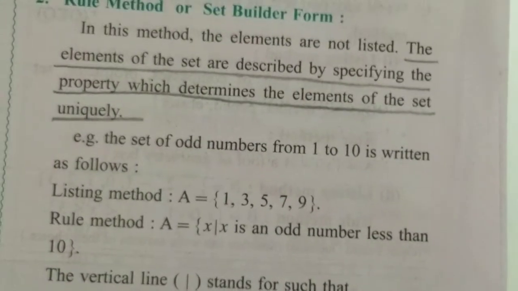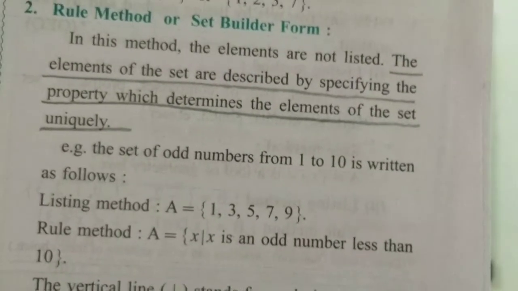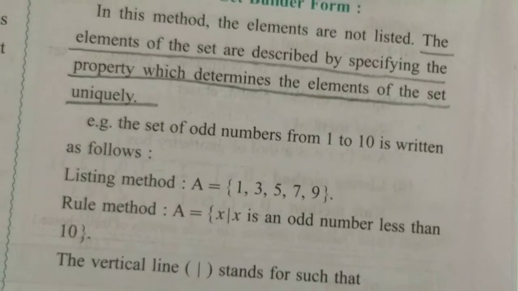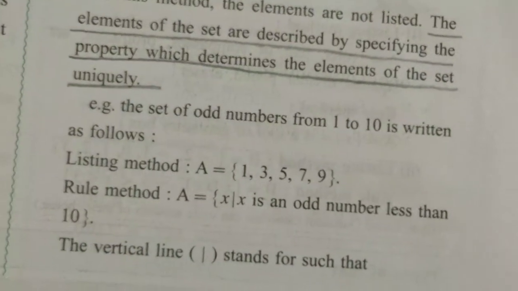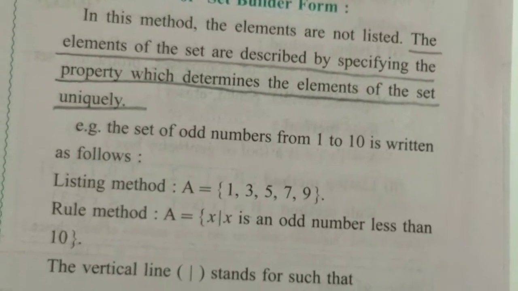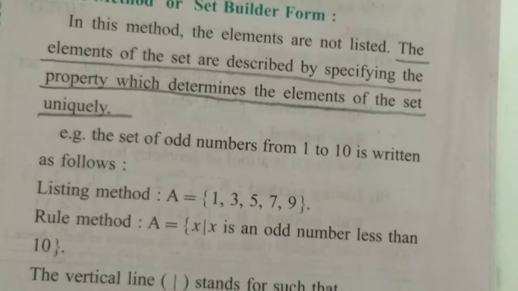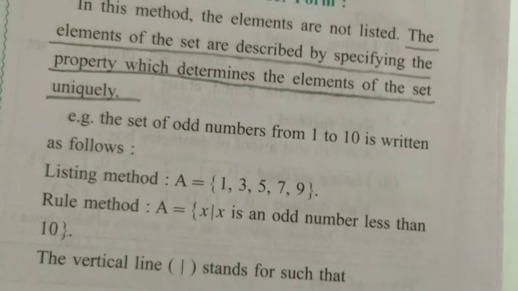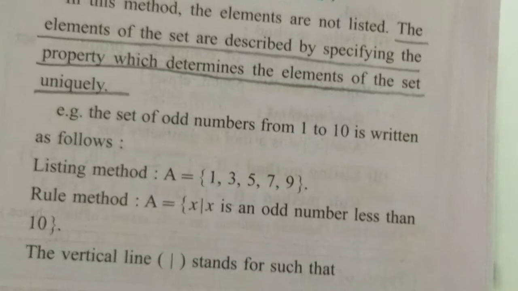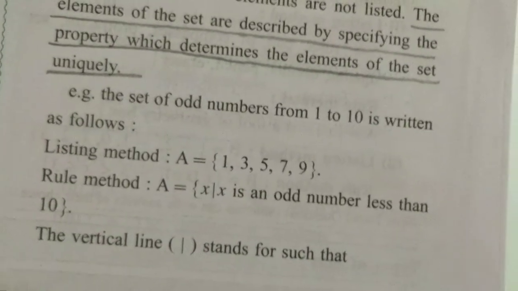So in the rule method it will be written as X such that X is a vowel of the English alphabet. Whatever the property is, we write that in the rule method. They have given an example: the set of odd numbers from 1 to 10 is written as follows. In the listing method we write set A is equals to 1, 3, 5, 7, 9, and in the rule method we are writing A is equals to X such that X.